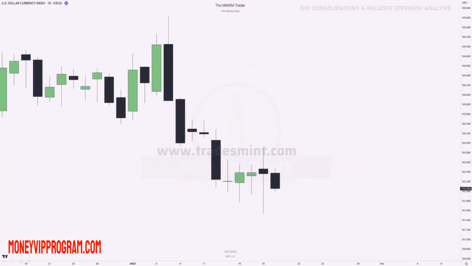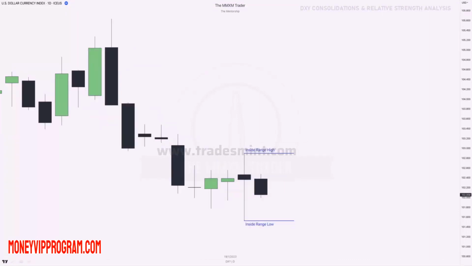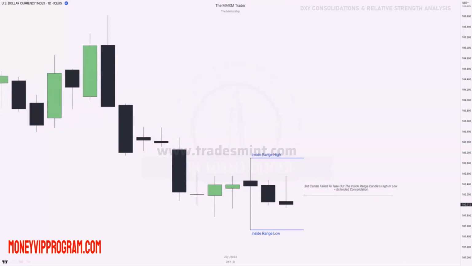Now an example on a candlestick chart, we've got that US dollar index over here, daily chart. Over here we've got our first candle, right, closing inside the previous candle. So now we've got an inside range high and inside range low formed, which looks something like this, right? Next candle needs to take out the inside range high or low, and failure to do so will result in an extended consolidation. Over here we can see that third candle failed to take out the inside range high or that inside range low, and now we can expect an extended consolidation, and we can look for those exotic pairs.